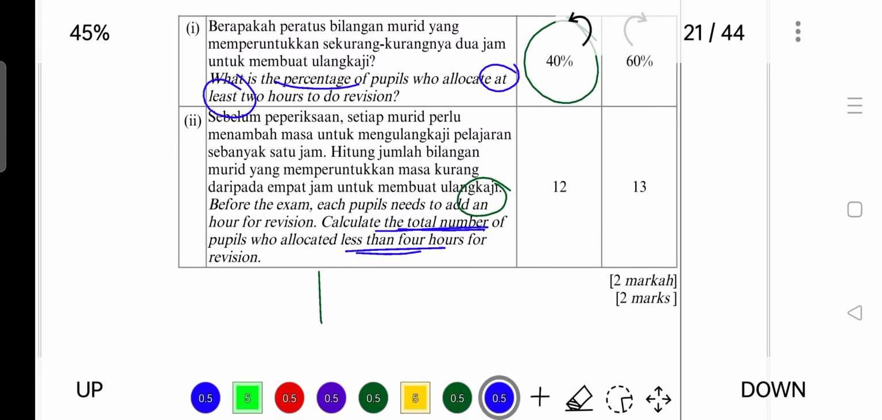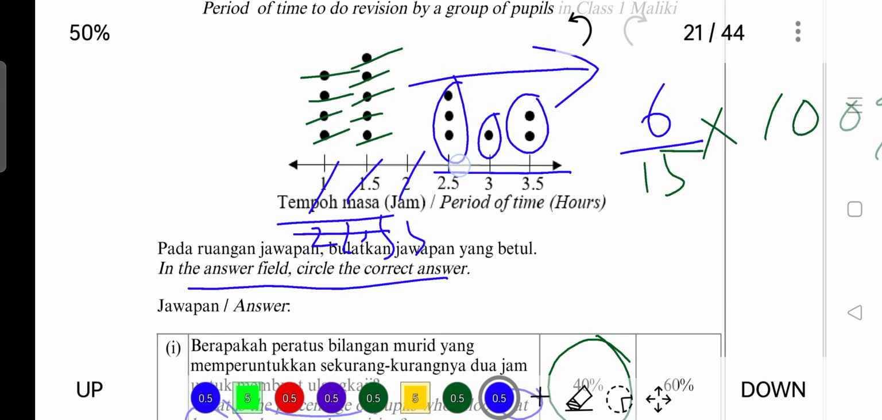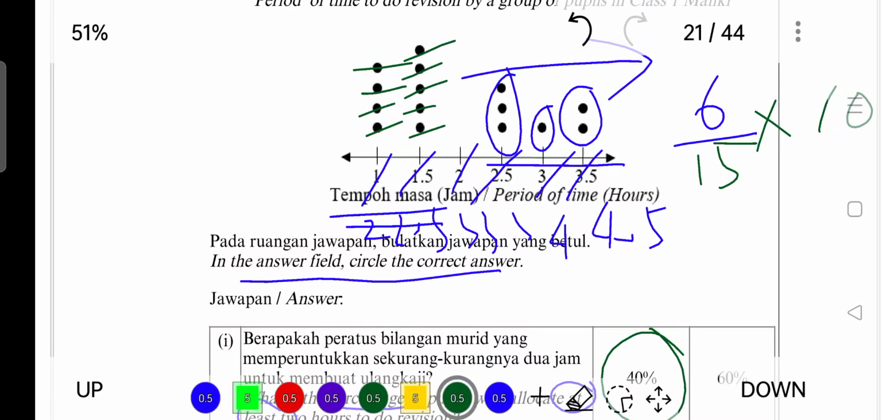Before the exam, each pupil needs to add an hour. So, if last time this person is 1, this will become 2. This will become 2.5. This will become 3. This is 3.5. This is 4. This is 4.5. Just change the hours. They say less than 4 hours. So now, where is 4 hours? Is this, right? Less than 4 hours.